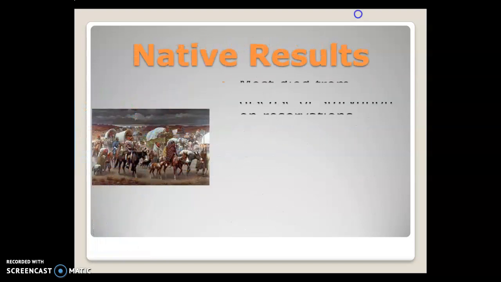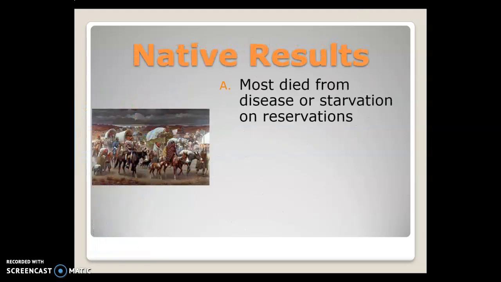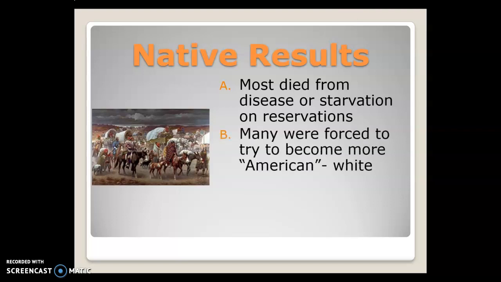So I just want to recap very quickly. Natives would die because of disease, or that movement onto reservation that produced starvation and exposure. So it's disease and the movement onto reservation that's going to wipe out most natives. And many even would have to try to become American, which really means white. So there's a racial element there. Even then, they weren't treated equally. So please, remember, it's disease and the reservation movement that's going to wipe out most of the natives.